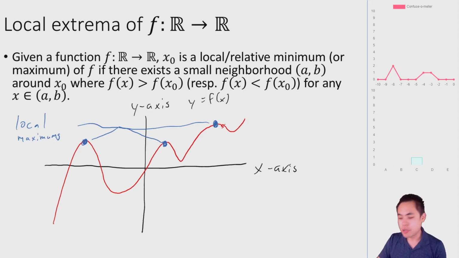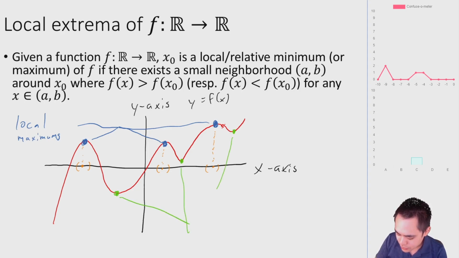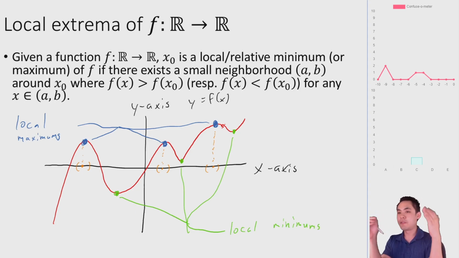Because in a small neighborhood around it, if you were to draw a tiny neighborhood around each of these points, everything is smaller. So everything goes down in the tiny neighborhood around it, and so it's a local maximum. We also have local minimums, so that would be this point here and that point there. Oh, and I guess that point there is also a local minimum. Because if you draw a tiny interval around it, the function is always bigger than that point, and so it's a local minimum.